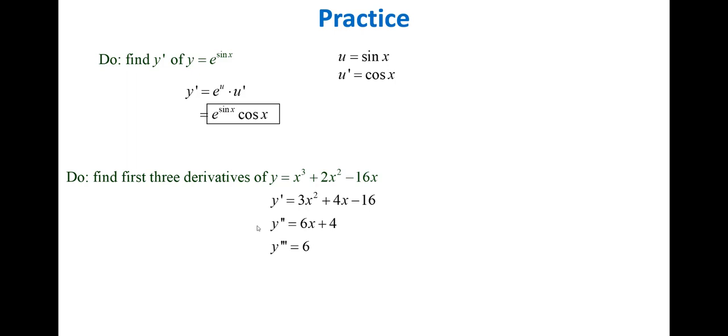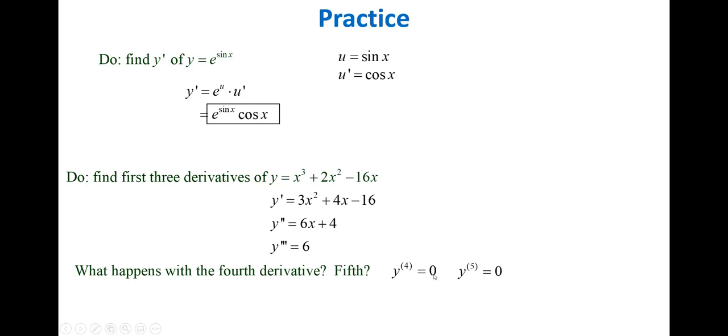And the reason I'm having you go through this is that I want you to see what's happening with the fourth derivative and even the fifth. If I take the derivative of 6, then that would be 0. And then I want you to see that from there forward, any other derivative would be 0 also.